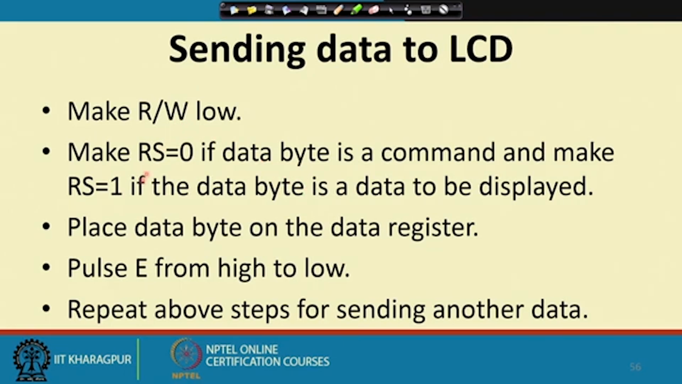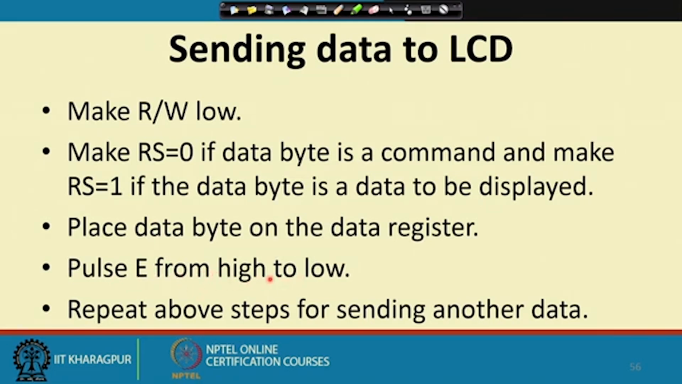So, read write equal to low means the write is activated, so the data is written. The data byte will be written either to the command register or to the data register. After that, we place the data byte on the data register and give a pulse on the E line, the enable line, from high to low.